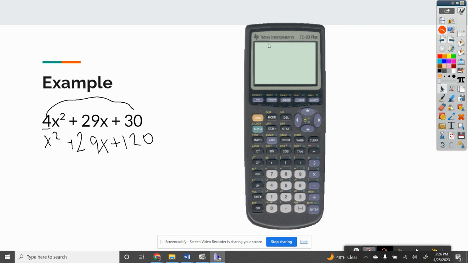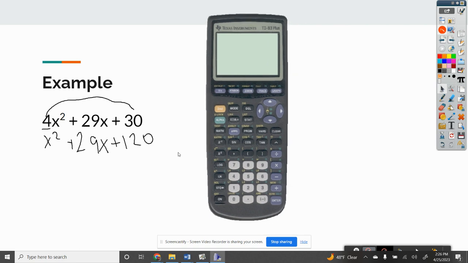Not my favorite thing to do, but if you need help finding factors of 120, and I would suggest this if you have a number this large, turn your calculator on, go to y equals, and whatever the number is, in this case it's 120. I want to click 120 divided by x in there for y, and then I'm going to go to the table. So I'm going to hit the second button, hit the graph button. This is going to give me a list of all of the factors of 120.